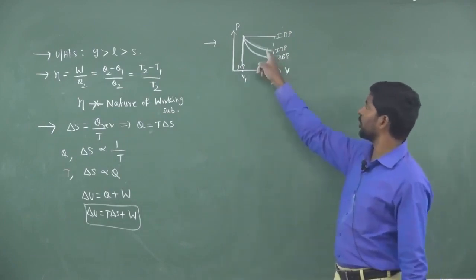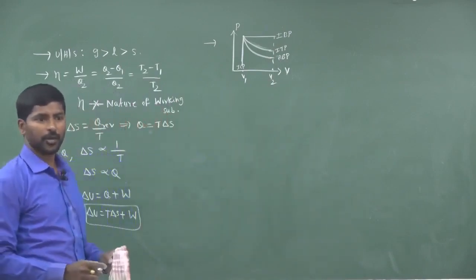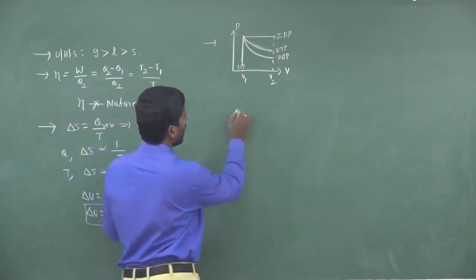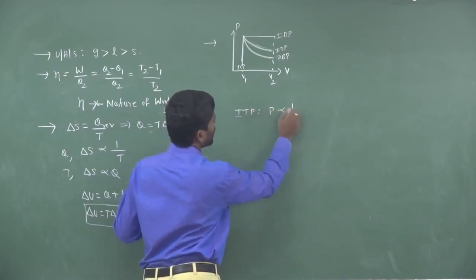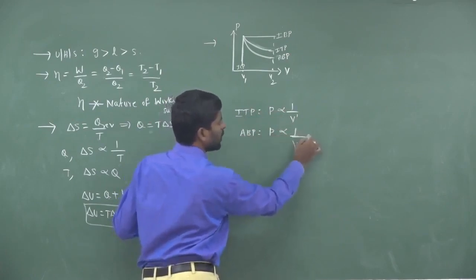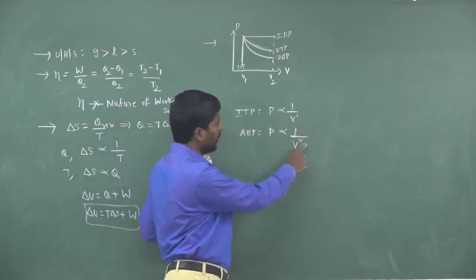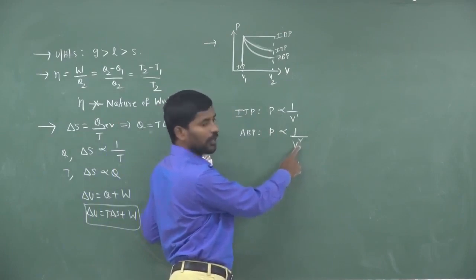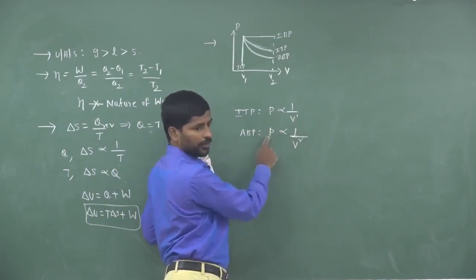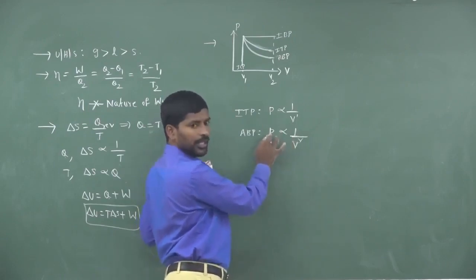Okay. For the isothermal process, according to Boyle's law, which type of graph will we get? A rectangular hyperbola. According to Boyle's law, pressure is inversely proportional to volume. Whereas for the adiabatic process, pressure is inversely proportional to V power gamma, where the gamma value is greater than 1. So here the denominator is more compared to the isothermal process, so the decrease in pressure is more. Here the denominator is high and therefore we will get low pressure.